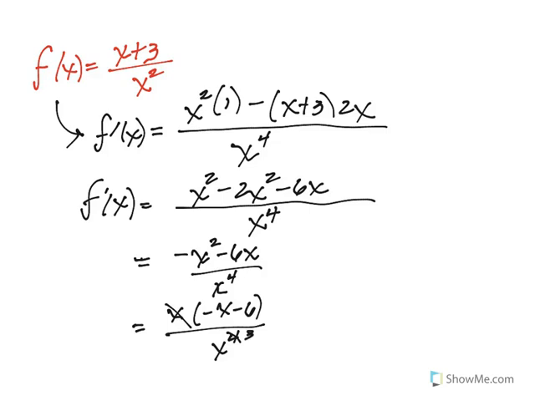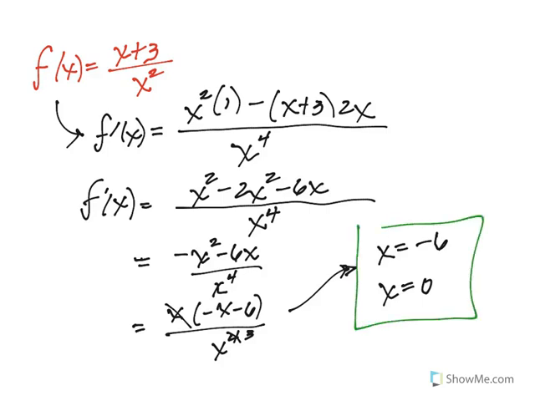Cancel those x's. So if you recall, where critical numbers exist is where the first derivative is equal to 0 or undefined. To find out where it's equal to 0, I will use the numerator, and that will give me x is equal to negative 6. And now to find out where it's undefined, I use the denominator. That's at x equals 0. So these two numbers here are my critical numbers.